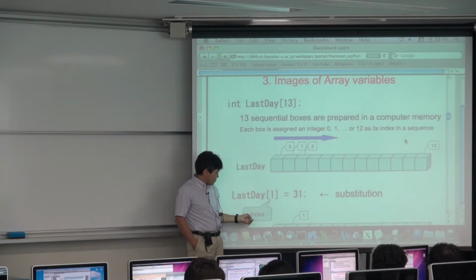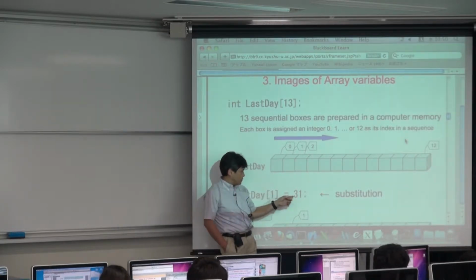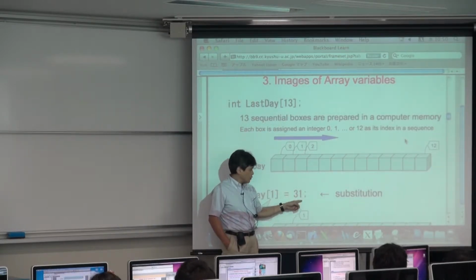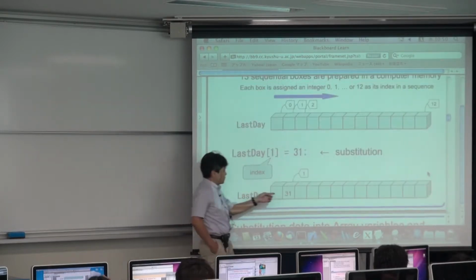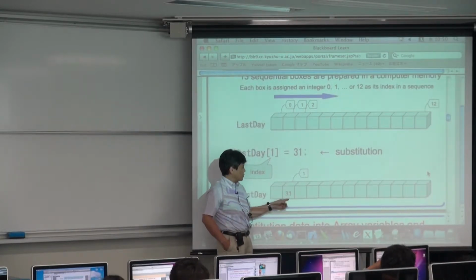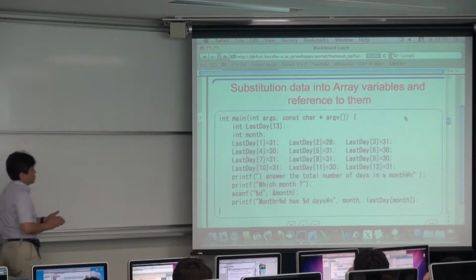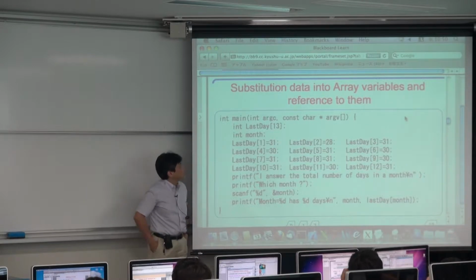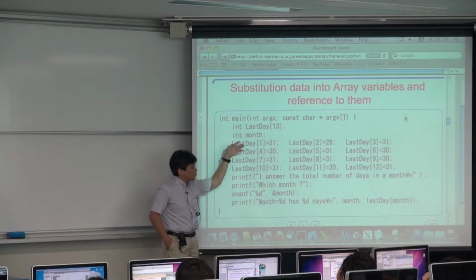Using the integer 1 as the index of these variables, array variables. You can enter 13 integer values using this substitution sentences. Actually, in this case, the variable of this position, a value of this variable has a 13. Okay? This is a sample example about how to substitute or how to refer to the arrays.